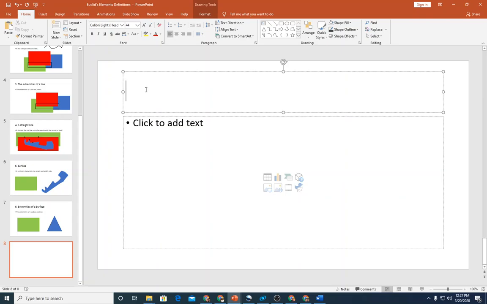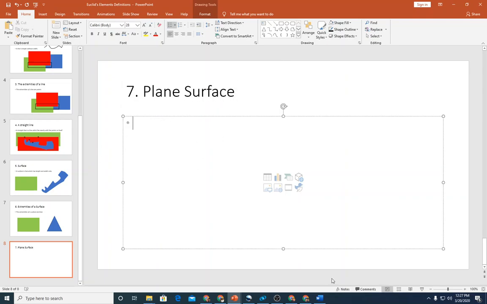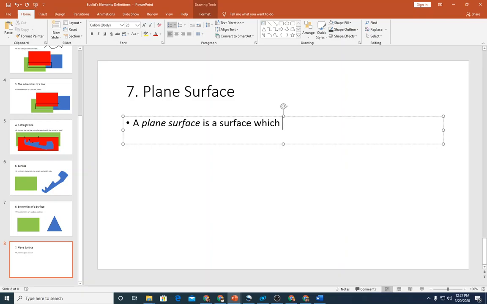Definition number 7 is the definition of a plane. I can't type today. Plane surface. All right, so a plane surface, according to Euclid, I'm just going to give you the definition first, and then we'll give you some illustrations of it. This one's not too long. Euclid says that a plane surface is a surface which lies evenly with the straight lines on itself.